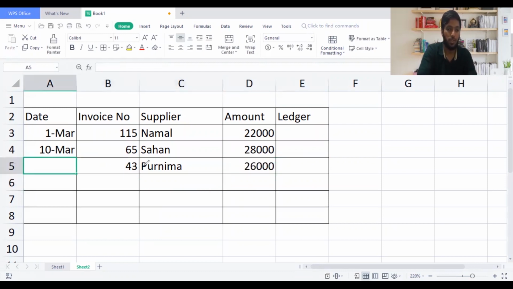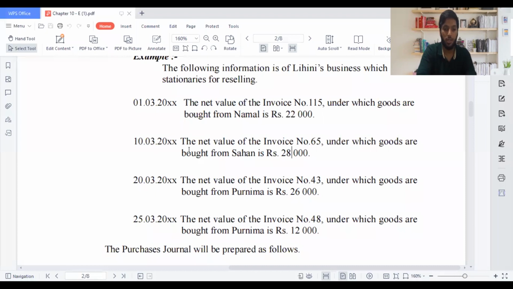But forget the date. What is the date, guys? You have the textbook. 20th 3rd. So I'll write here 20th 3rd. Easy as that. We have done that also. Then we move on to the next part of the sum. What do we have? We have 25th 3rd. The net value of the invoice number 48 under which goods are bought from Purnima. Again, we bought from Purnima 12,000 worth of goods.